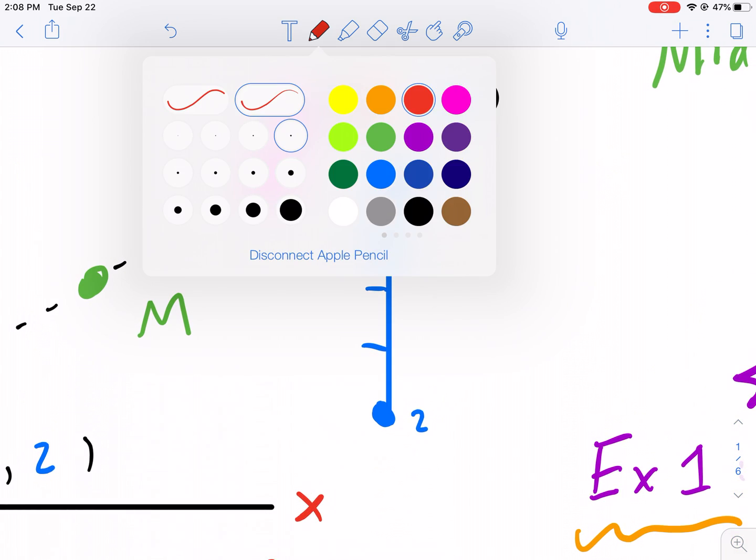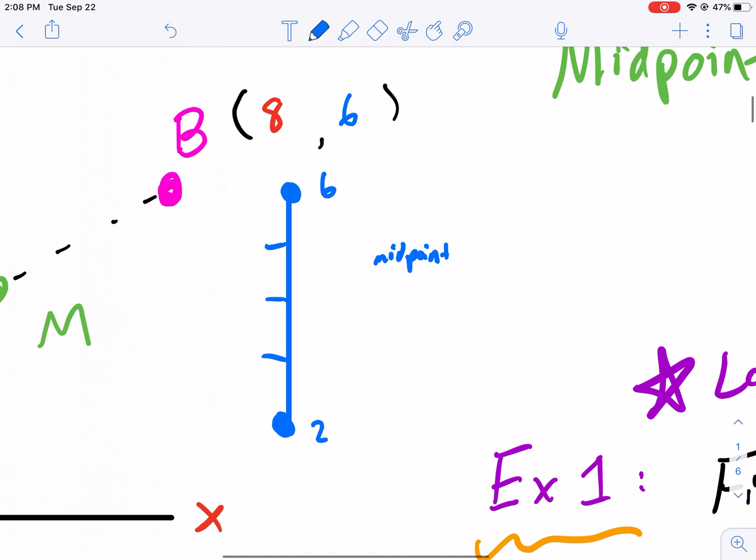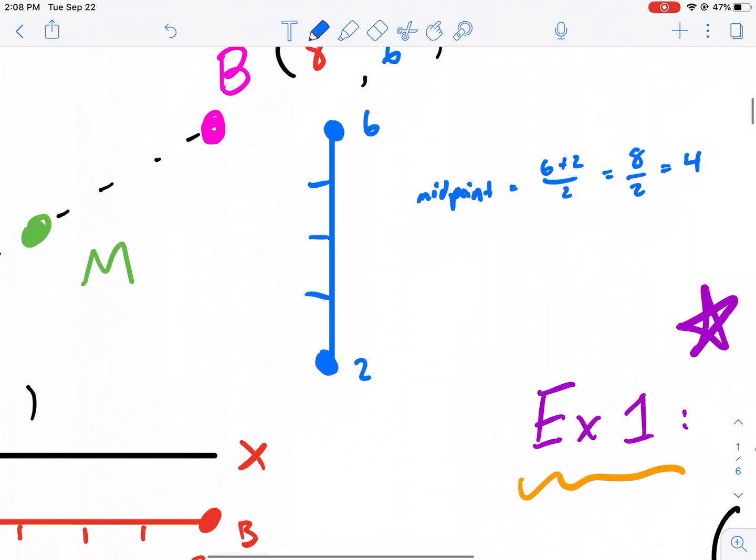Okay, now for blue. The midpoint of the blue for my vertical, I do equal to 6 plus 2. Okay, it starts off at 2. I actually got it right this time. How about that? Divide by the number of data points, 2. So I get 6 plus 2 is 8 divided by 2, and that's 4. So my midpoint is 4.